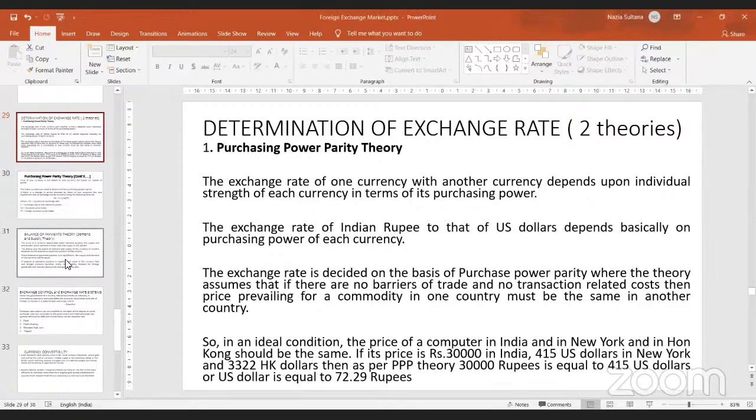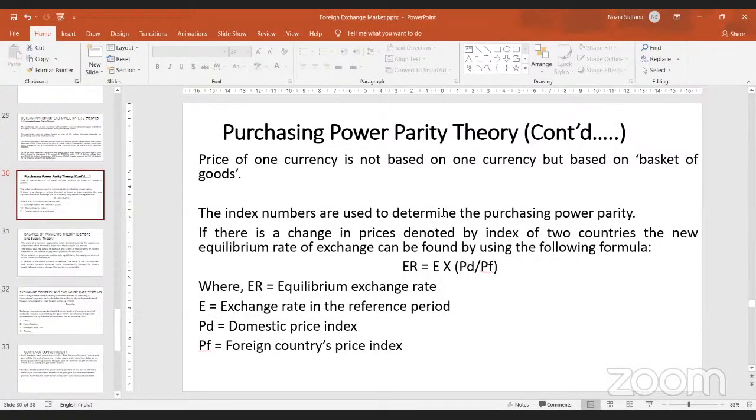So purchasing power parity theory, this is the first one, continuation of this. How does it get determined? So you have a formula for determining. You don't have problems to work out, as I said yesterday also. It is only to remember how the theory supports the determination of prices there.